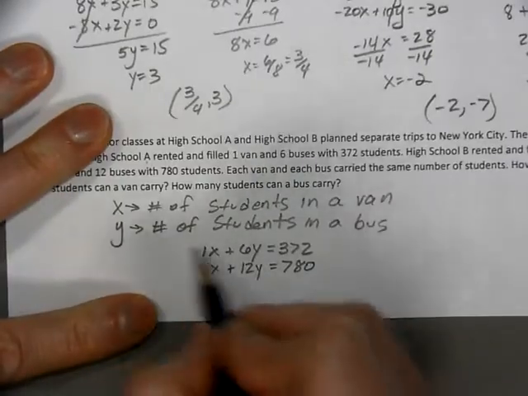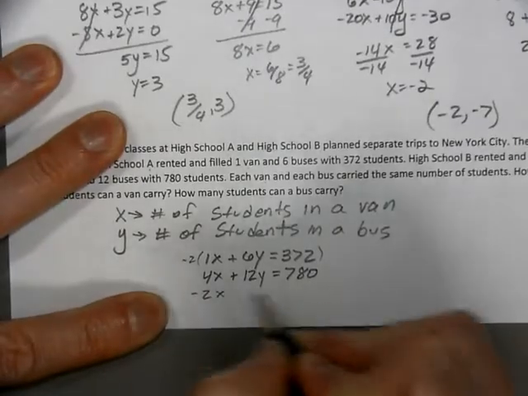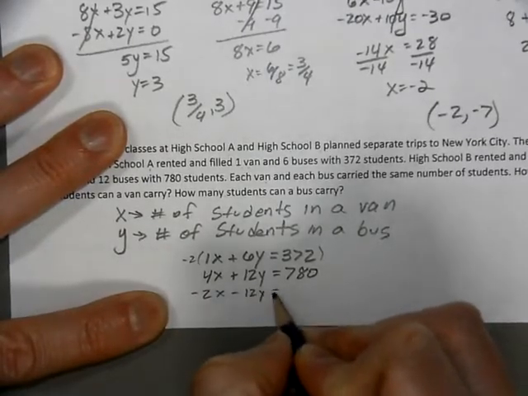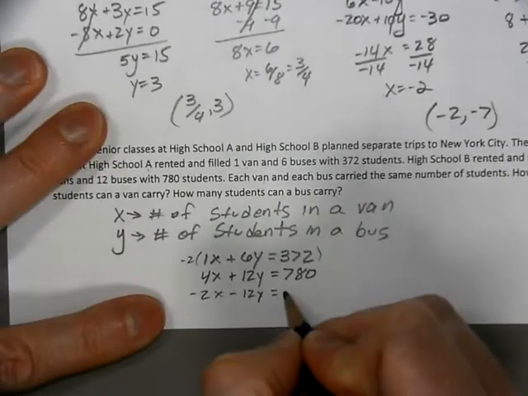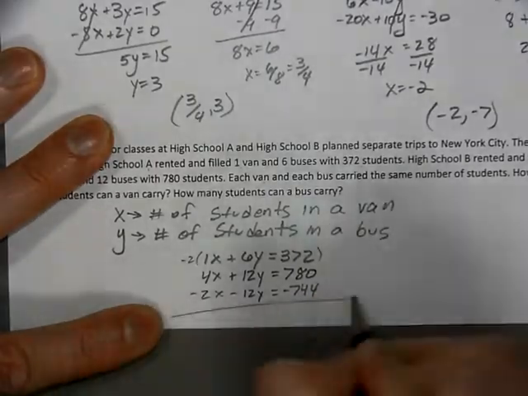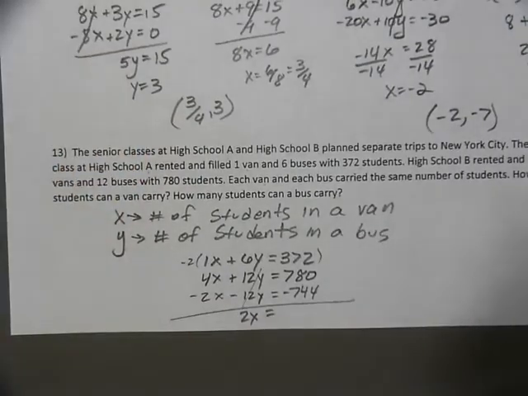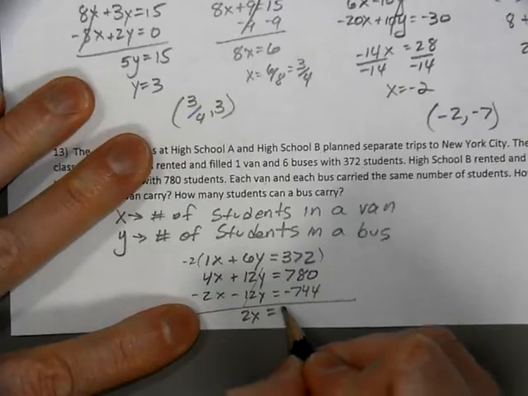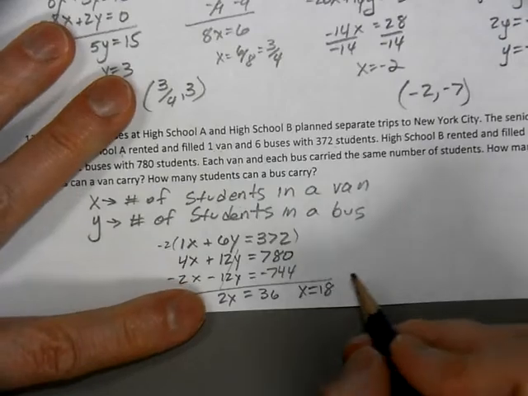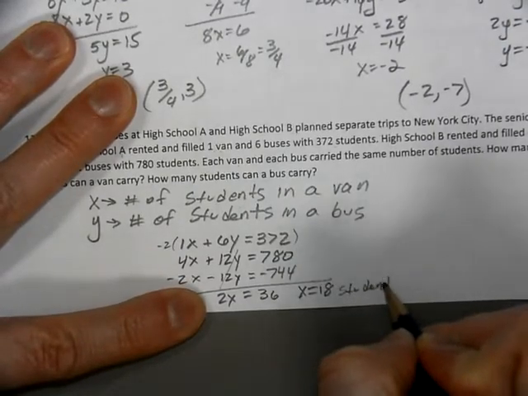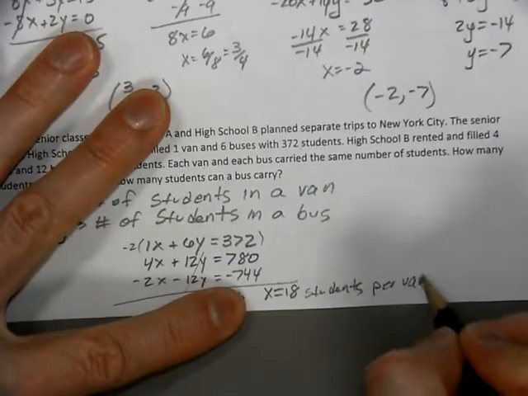So I'm going to go through here and multiply this row by a -2. We'll get our Y's to cross out. So we take our 372 and times that by 2 to get -744. Crosses that out. 2x. That's going to be 36. So x equals 18. Looks like each bus carries 18 students per, that's actually a van.